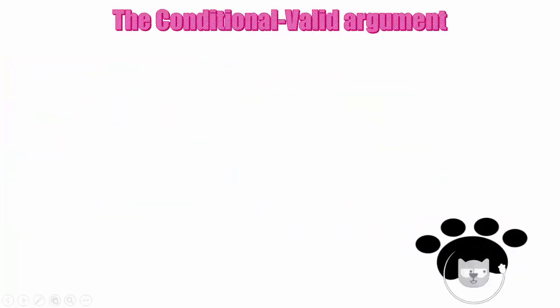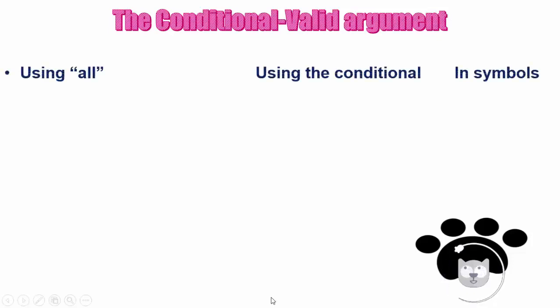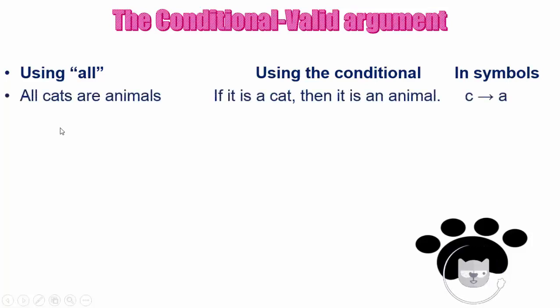So let's look at our first argument that we did about Fluffy the cat and now put it more in a symbolic language. So recall that when we were using "all cats are animals," we're going to now rewrite it as an if-then statement, or using the conditional. If it is a cat, then it is an animal. And then I'm going to take the symbols: if C, then A.